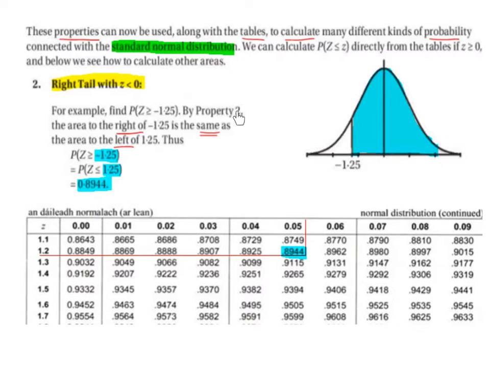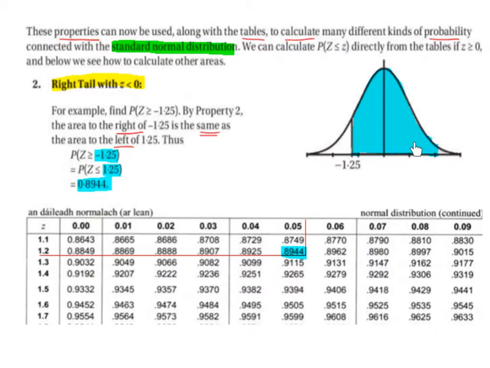So by property 2, the area to the right of minus 1.25 is the same as the area to the left of 1.25. Thus, the probability that z is greater or equal to minus 1.25 is the exact same thing as the probability that z is less than or equal to positive 1.25. So 1.25 would be about here.